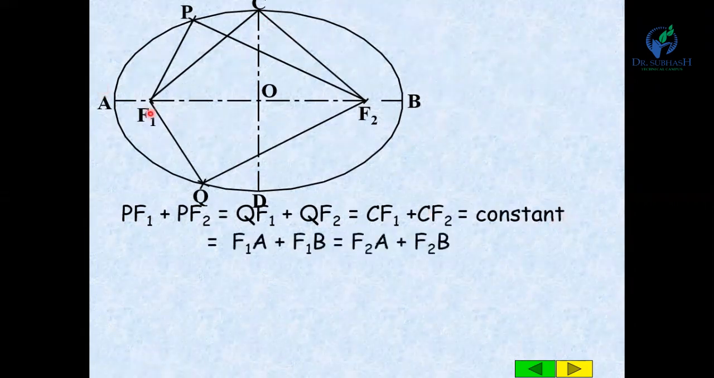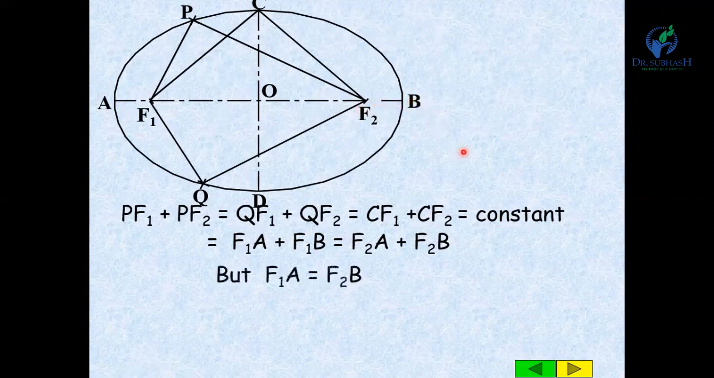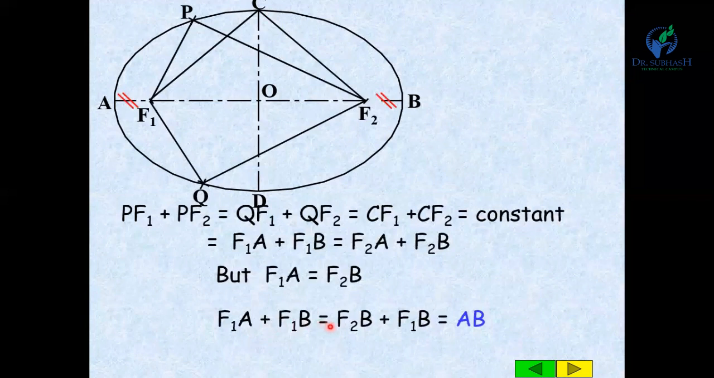Now, as we know, F1A plus F1B is equal to F2A plus F2B. But we know that F1A is equal to F2B. So therefore, F1A plus F1B, that is F2B plus F1B, is equal to AB. And AB is our major axis.